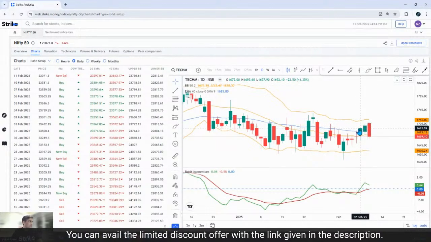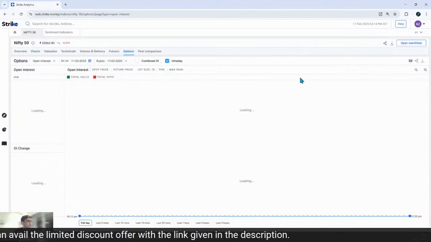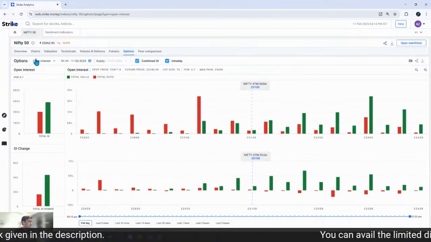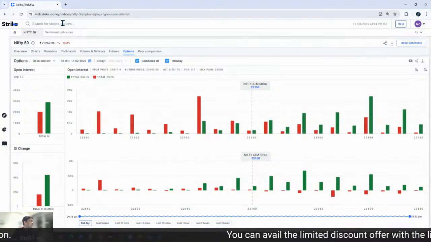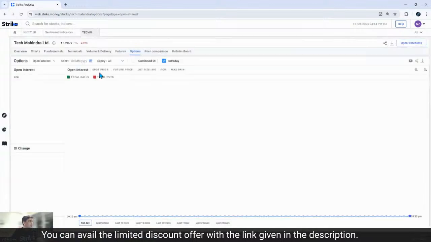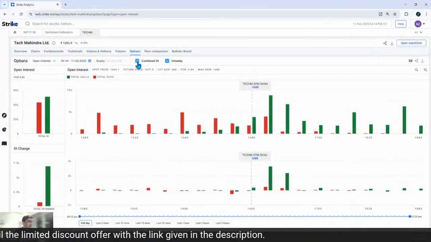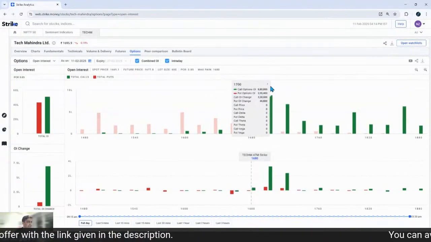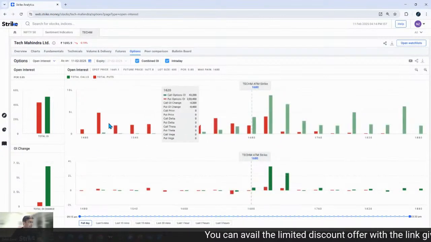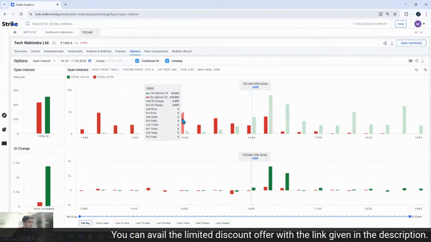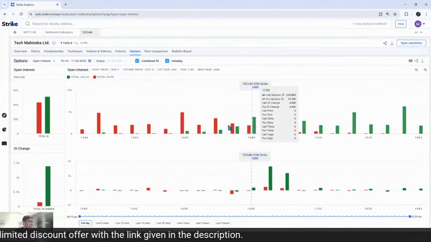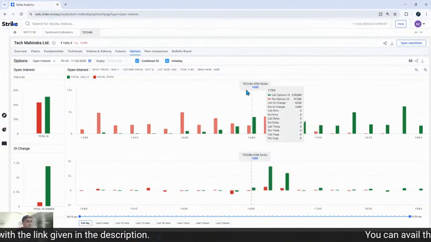And as per the options data, you can also have a look at the bar chart. Let me look at Tech Mahindra options like this, and we click on combined OI. We can clearly see that the 1700 call OI is the highest. There is a lot of build up over here, and 1600 and 1500 is where the put OI is. So clearly this data is showing a kind of bearish setup.